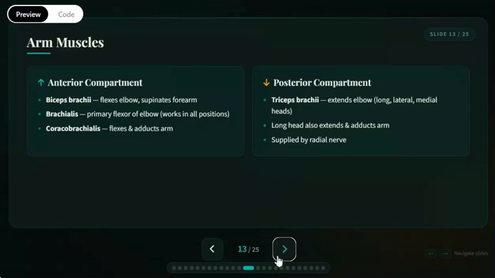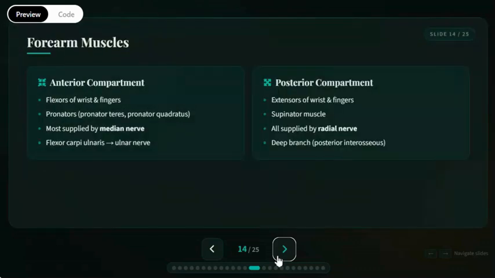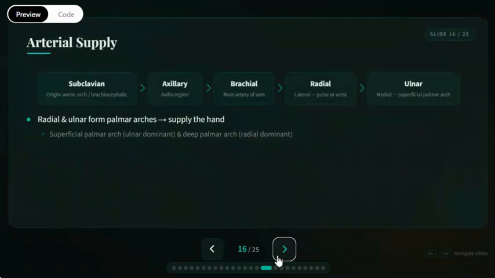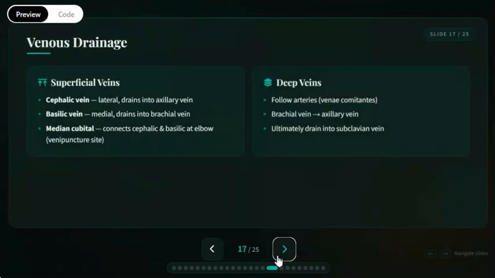10. Arterial supply. The arterial supply of the upper limb begins from the subclavian artery, which continues as the axillary artery, then the brachial artery. At the forearm, it divides into the radial and ulnar arteries, which supply the hand. 11. Venous drainage. The venous drainage includes superficial veins like the cephalic and basilic veins, and deep veins that accompany the arteries. These veins are important for intravenous access in clinical practice.